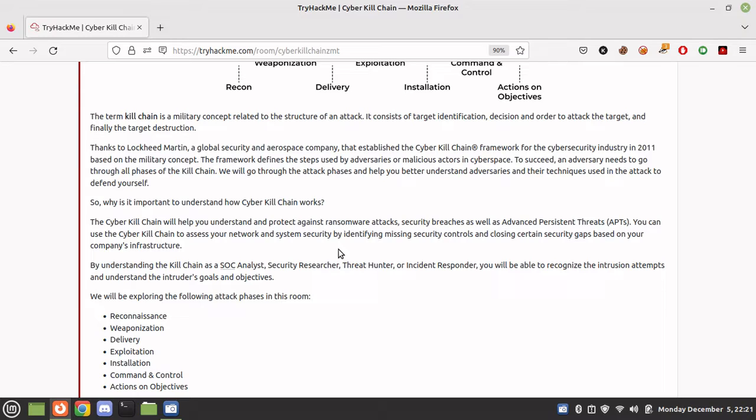So basically, if you're a pen tester in a company, go through this framework. If you find any flaw, then your network or system is vulnerable, so patch that as soon as possible. By understanding the kill chain as a SOC analyst, a security operation center analyst, threat hunter, or incident responder, you'll be able to recognize intrusion attempts and understand the intruder's goals and objectives.